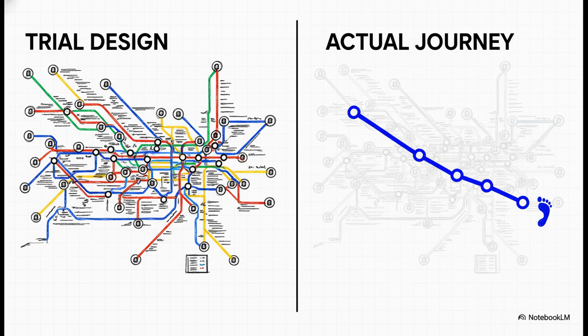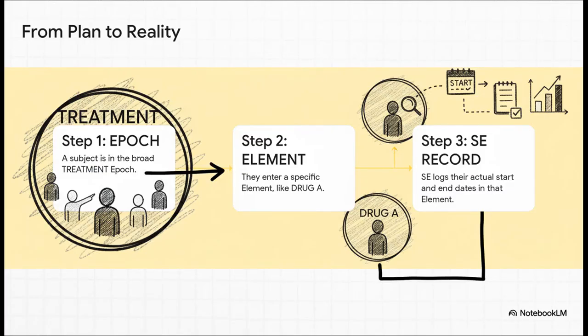Pretty cool, right? So here's how it all comes together. You've got the broad epoch, let's say treatment. Within that big chapter, a subject enters a specific element, like drug A. And the SE record? That's the final piece of evidence. It's the data that proves, yep, subject 001 was in the drug A element from January 30th to March 1st. It's what connects their actual journey right back to the study's overall design.